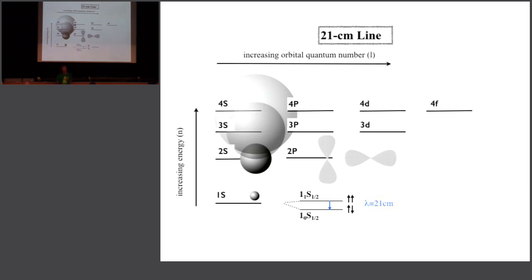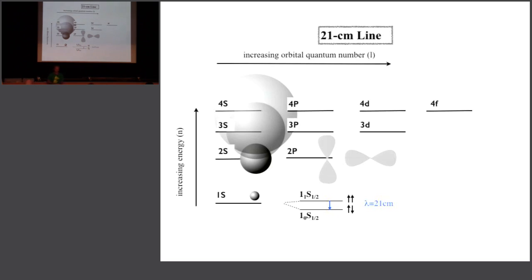Right, so one way of going about doing this is with the 21 centimeter line, and I just indicated this 21 centimeter line in the context of this energy diagram of the hydrogen atom that I showed earlier. The 21 centimeter line corresponds to the hyperfine transition in the ground state of atomic hydrogen, right? So it's all the way here. 21 centimeters, the energy difference.